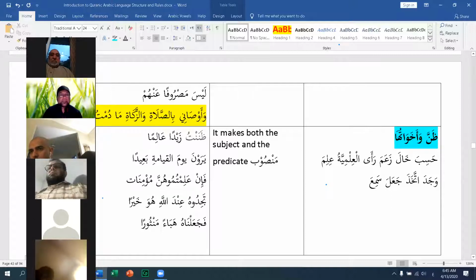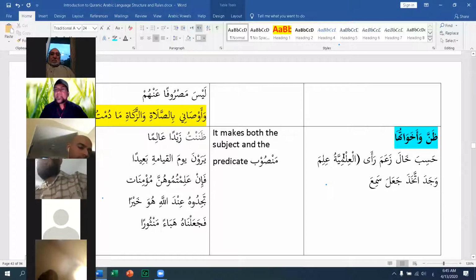Sheikh, what does yarawna mean again? They see. But so the word, okay, one second. This is dhanna wa akhawatuha. One of the words is hasiba, khala, za'ama, ra'a, and I say al-ilmiya. I can put that in parentheses actually. Al-ilmiya.